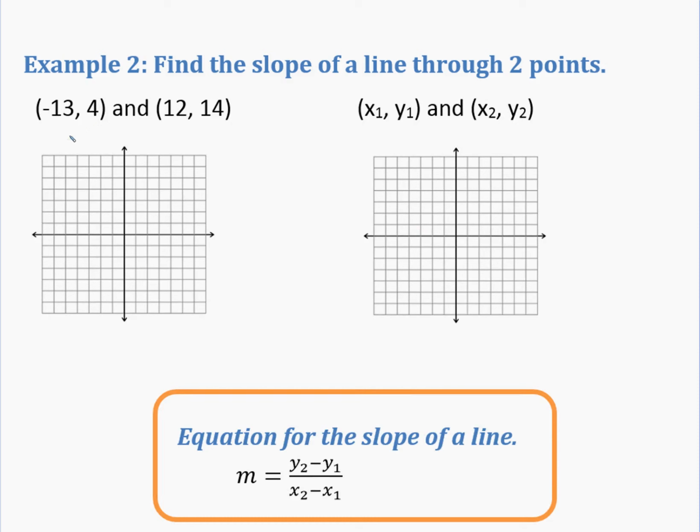Negative 13, 4. Well, I go to negative 13. Well, that's way off my graph. 1, 2, 3, 4, 5, 6, 7. So negative 13, 4 would be way over, even further over there. So let's just put it 1, 2, 3, 4. Negative 13, 4 is here. And 12, 14. So that would be way up here.